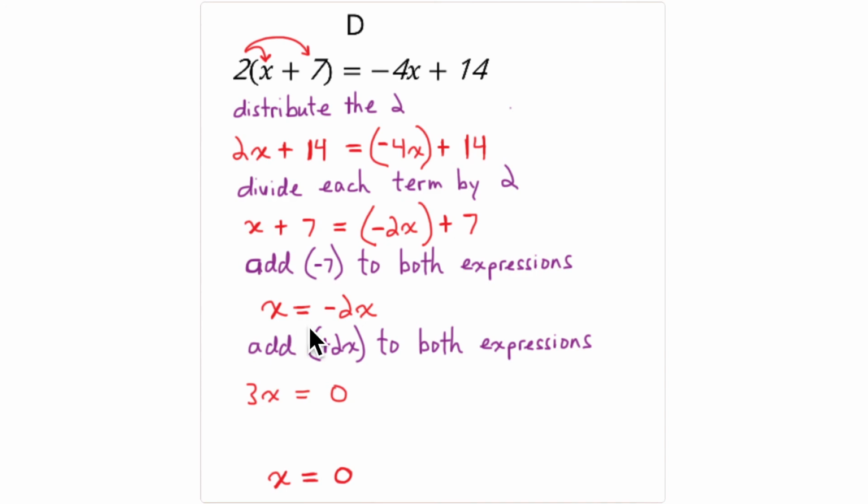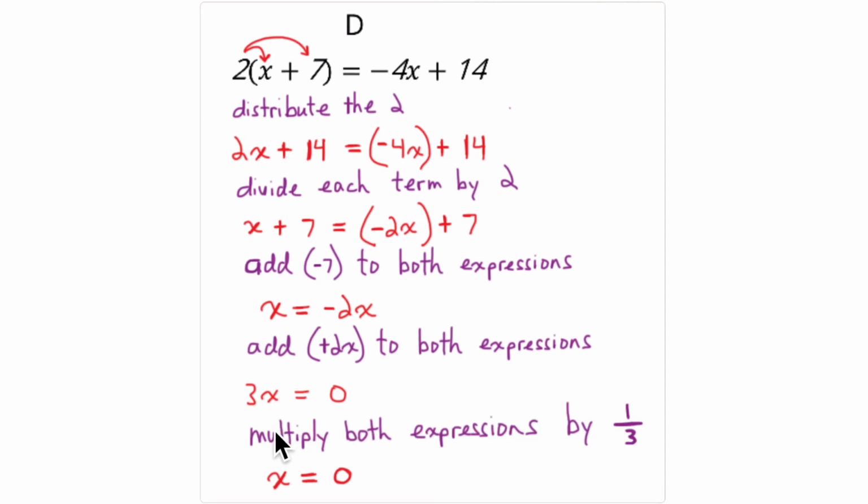So we're going to get all the x's on one side by adding a positive 2x to this side and a positive 2x to this side. Well, x plus a positive 2x is equal to 3x. So you're left with 3x equals 0. And if 3x equals 0, 1/3 of 3x, or x, also has to equal 0.